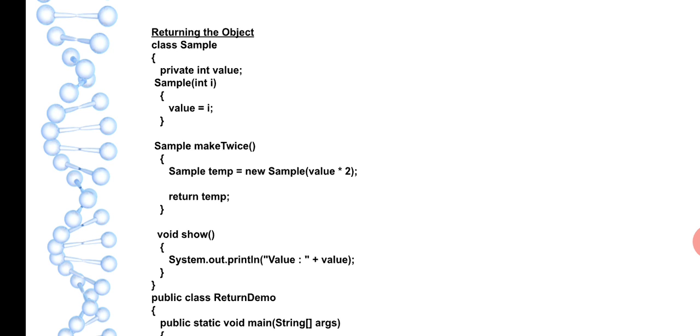Next, you have one more method, void show. System.out.println shows the value. Now you come to the main method. Public class ReturnDemo, inside that you have the main method. Inside that you are creating two objects for the Sample class. In the first line you can see Sample obj1 = new Sample(10).